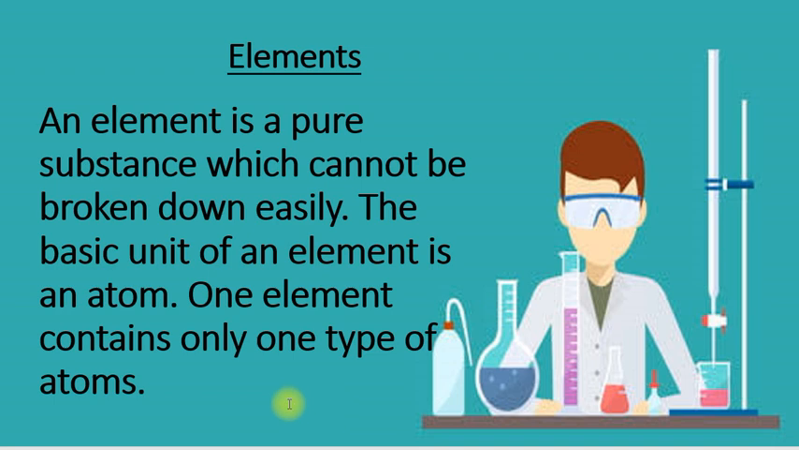So what are elements? An element is a pure substance which cannot be broken down easily. The basic unit of an element is an atom. One element contains only one type of atom, as I have explained earlier. Students, you know, so far scientists have discovered 117 different elements. Some of them are naturally occurring elements, which they have discovered, and some are artificial elements.